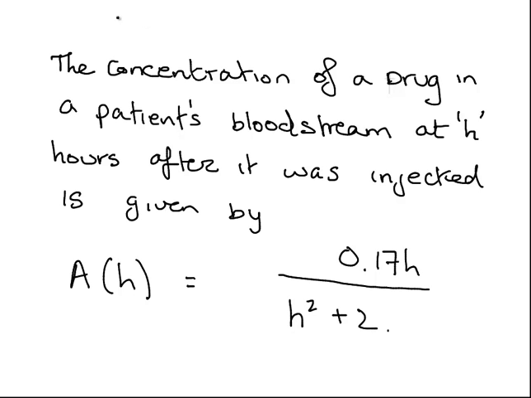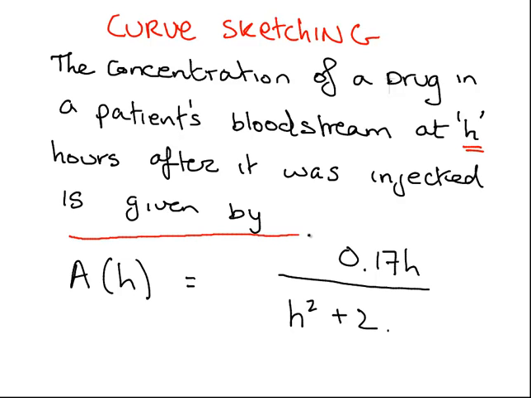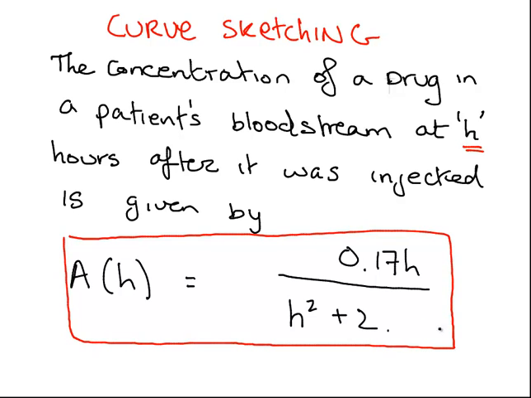This question is a curve sketching question. So first off, let us consider the question here. The concentration of a drug in a patient's bloodstream at H hours, so this is a time variable here, H, after it was injected is given by this formula here. A is a function of H, so that's the concentration level. Okay, and it changes over time, where time here is denominated in terms of hours.